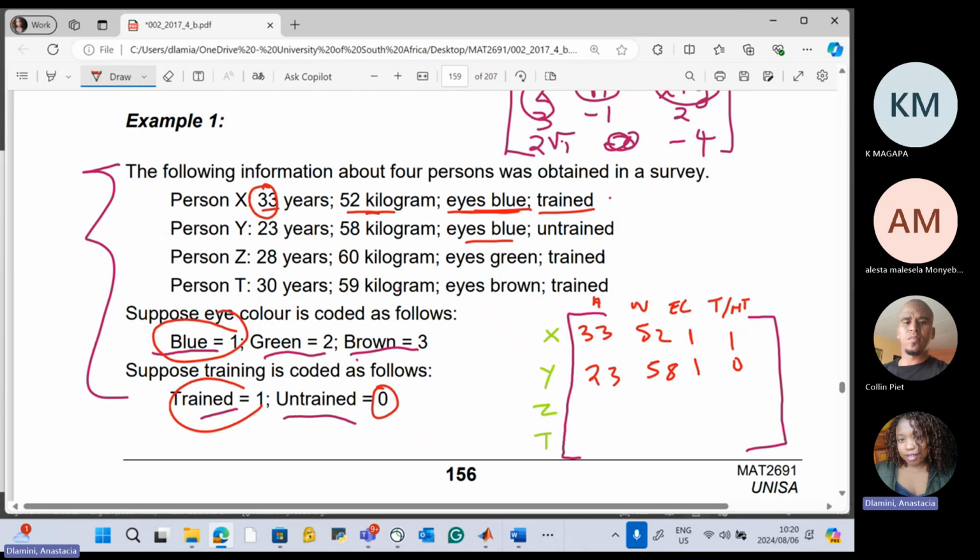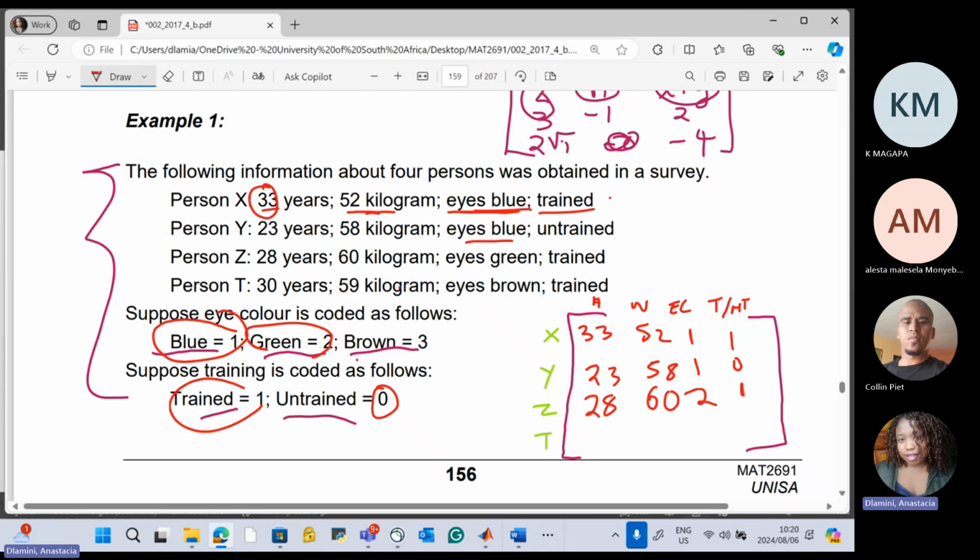We go for person Z, we know this person is 28 years old. This person weighs 60 kilograms. They have green eyes. We go for coding. Green eyes is 2, so this will be 2. They are trained, so meaning this will be 1.